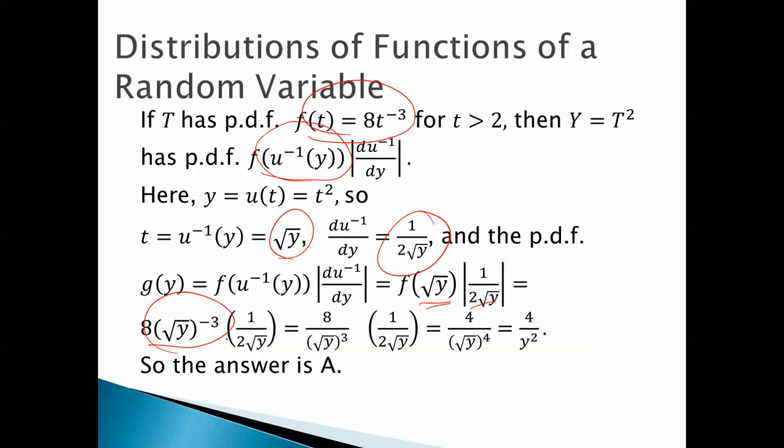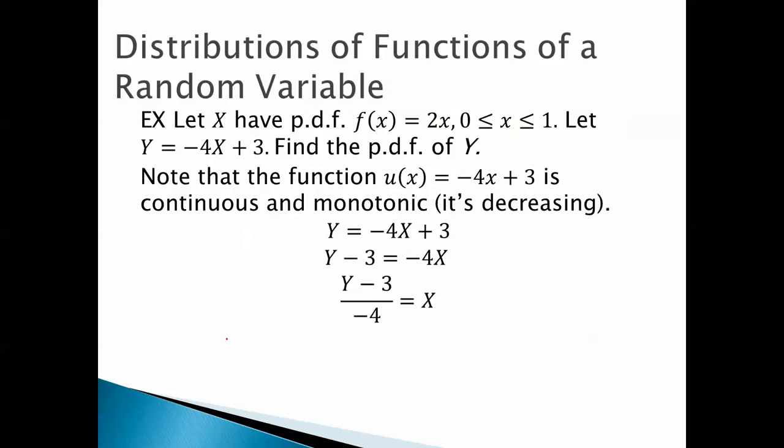We can take away the absolute value signs because it has to be positive. That's, in other words, 8 over the square root of y cubed times 1 over 2 root y, which the 8 and the 2 cancel. You're left with 4 over square root y to the fourth. In other words, 4 over y squared. So that answer is A, 4 over y squared.